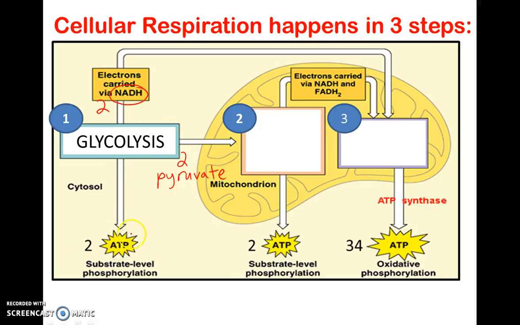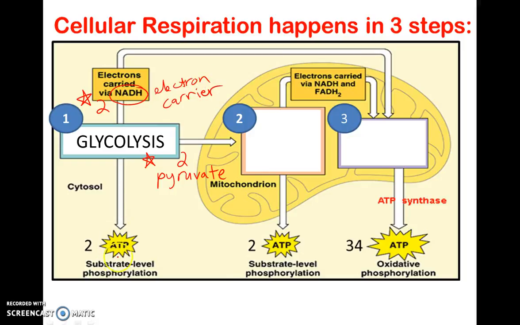This is just going to be used for energy. These two things are actually going to be needed to pass on to the next stages. So the 2 pyruvate is going to be needed in step 2, and then NADH is actually going to carry electrons to the electron transport chain. So this NADH is just an electron carrier. Okay, so this is why glycolysis is important.